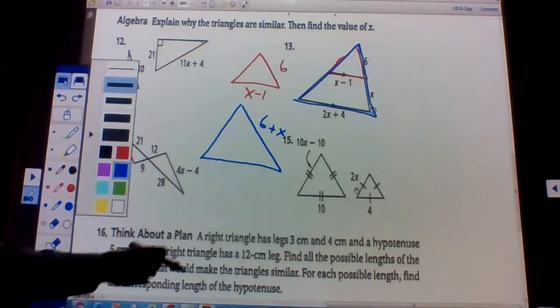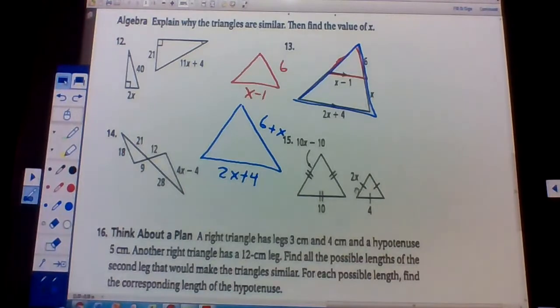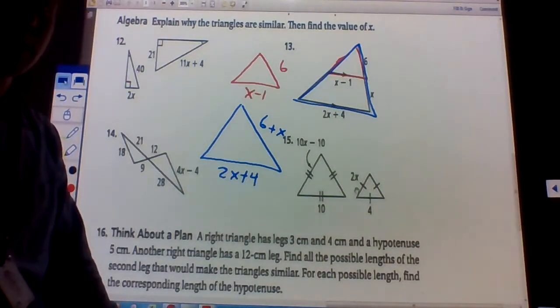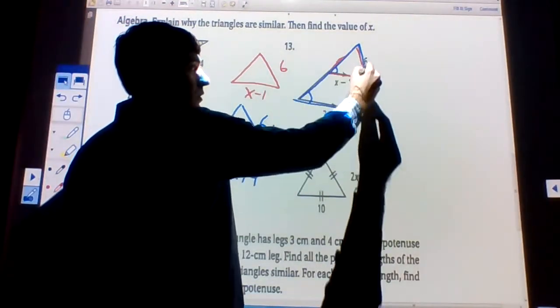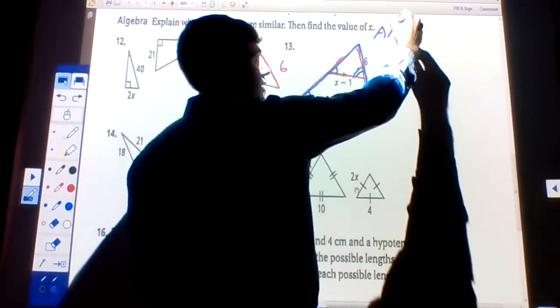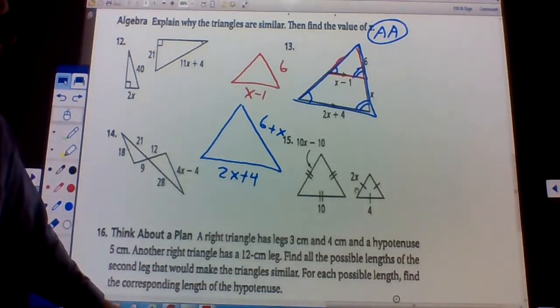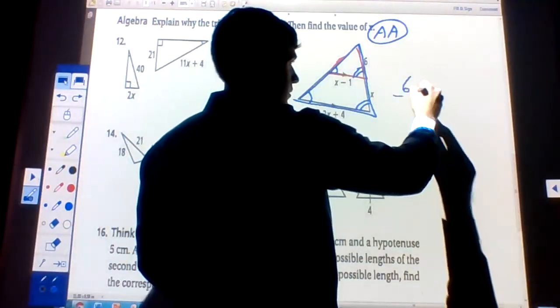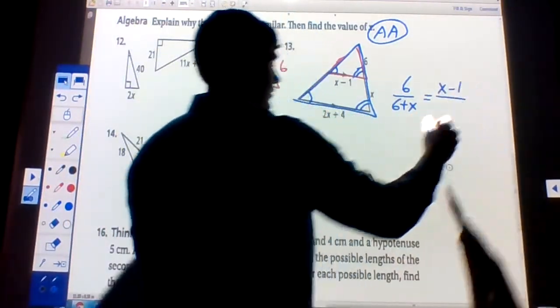So this distance here is 6 plus x. Right? And then this distance here is 2x plus 4. So these lines are parallel. So we know that corresponding angles that are created by a transversal cutting through parallel lines are congruent. So we know that these two angles are congruent and these two angles are congruent. So we have angle-angle similarity. It tells us these two triangles, the red and the blue, are similar. Since we have similar angles, the sides are proportional. So we can do 6 over 6 plus x equals x minus 1 over 2x plus 4.